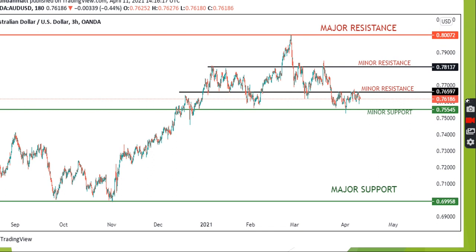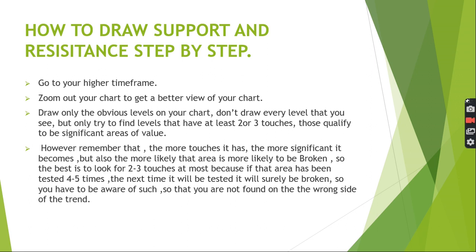Okay, so how are we supposed to draw these lines, these areas in the chart? How are they supposed to be drawn? All right, work with me. These are not hard and fast rules. This is just my opinion of how I draw my charts. There are different ways of looking at it. So let me teach you how I do it.